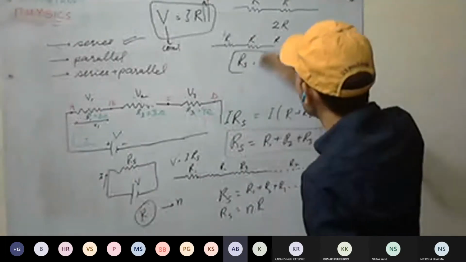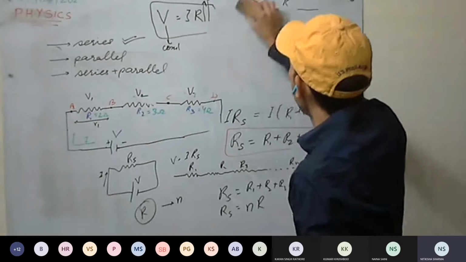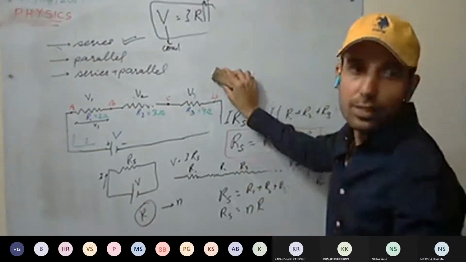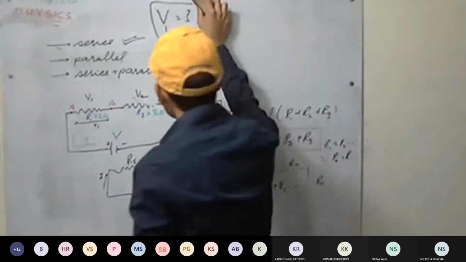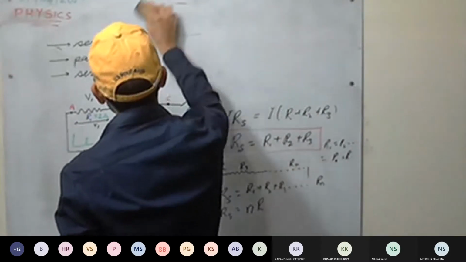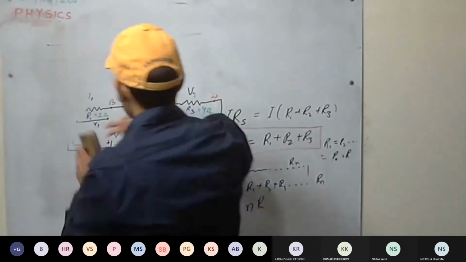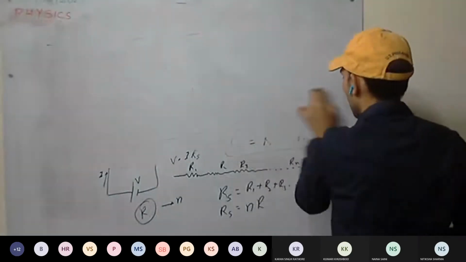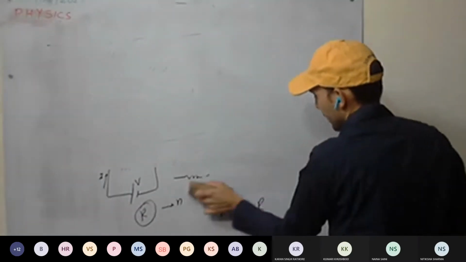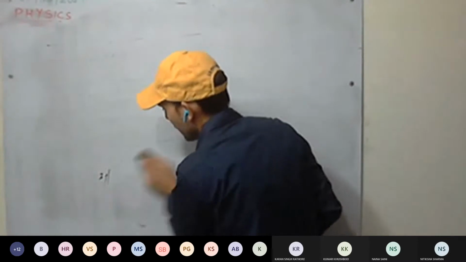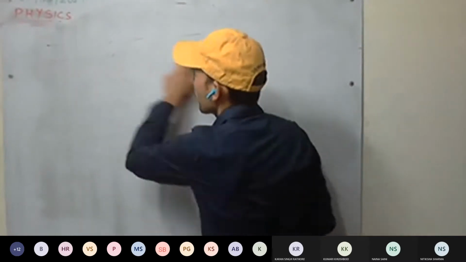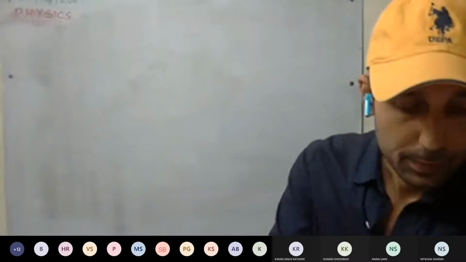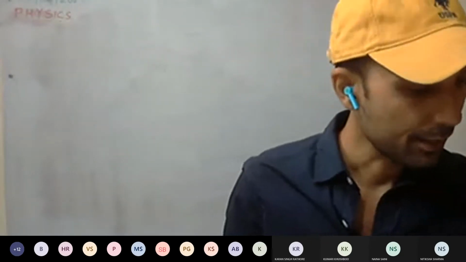Equivalent resistance is always greater. Okay. Now we discuss parallel. In parallel, equivalent resistance is always less than the smallest resistor. We will see that one. Okay. So for example, this time we are connecting them in parallel.